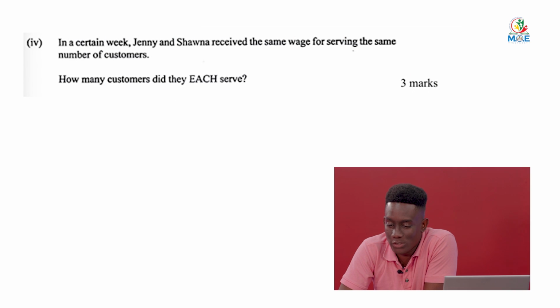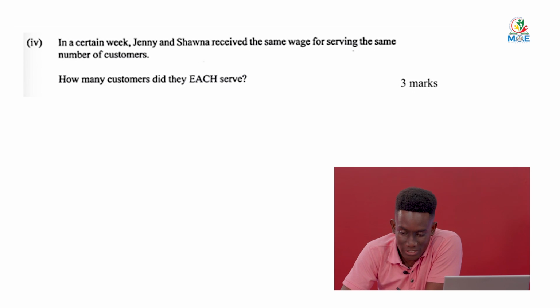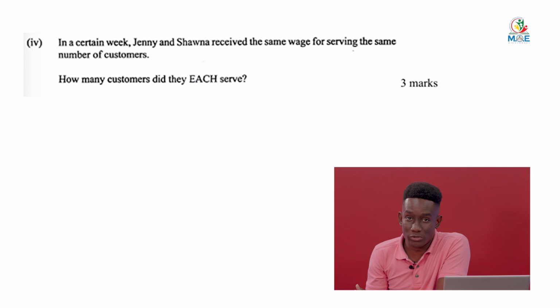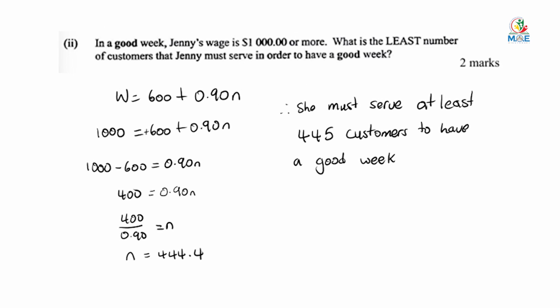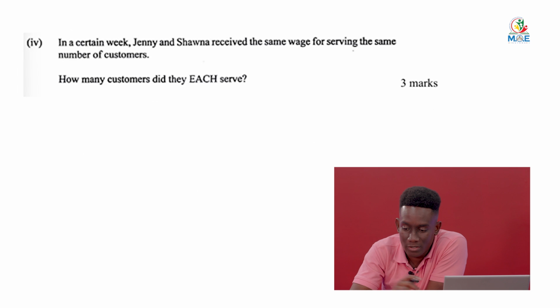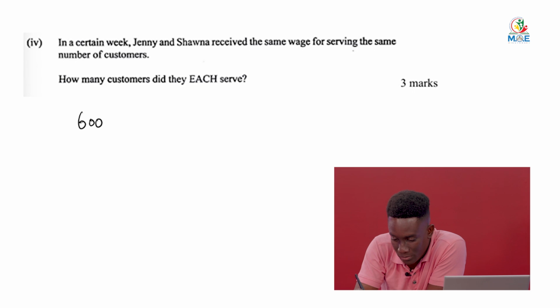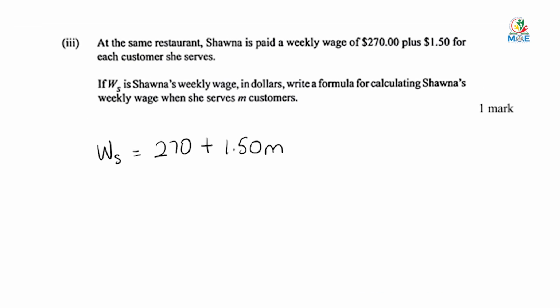So this question says, in a certain week, Jenny and Shauna received the same wage for serving the same number of customers. How many customers did each serve? So we see that they serve the same number of customers. So we want to find how many customers each of them serve. So we know that for Jenny, her weekly wage is 600 plus 0.90N. And hence this should be equal to Shauna's wage, which is 270 plus 1.5N.